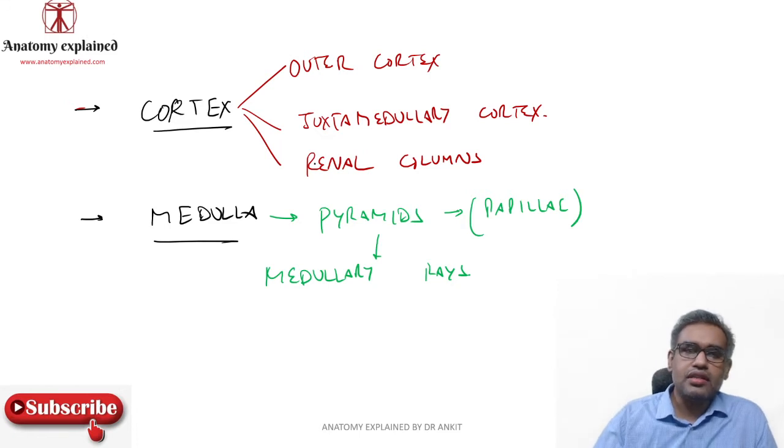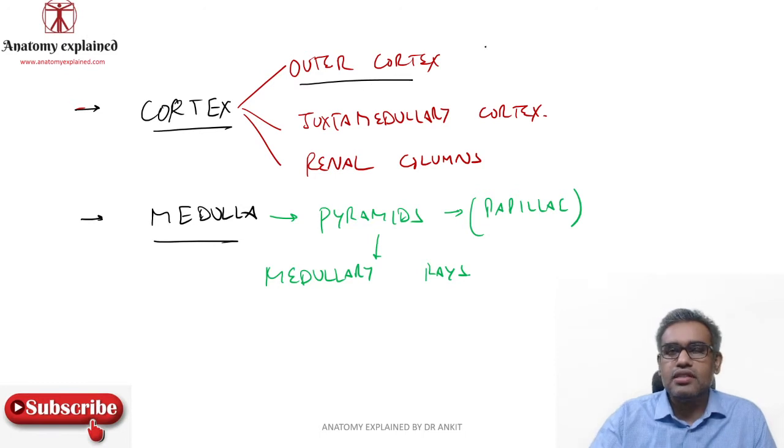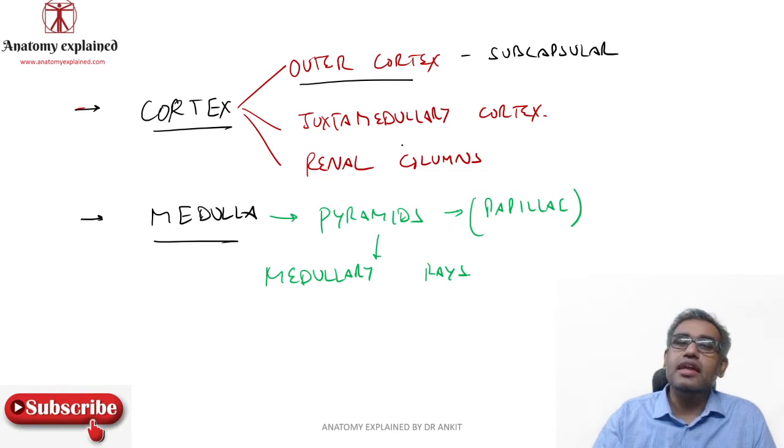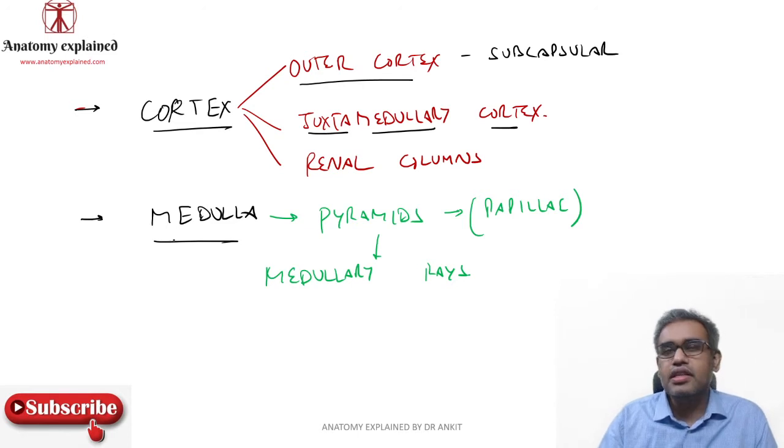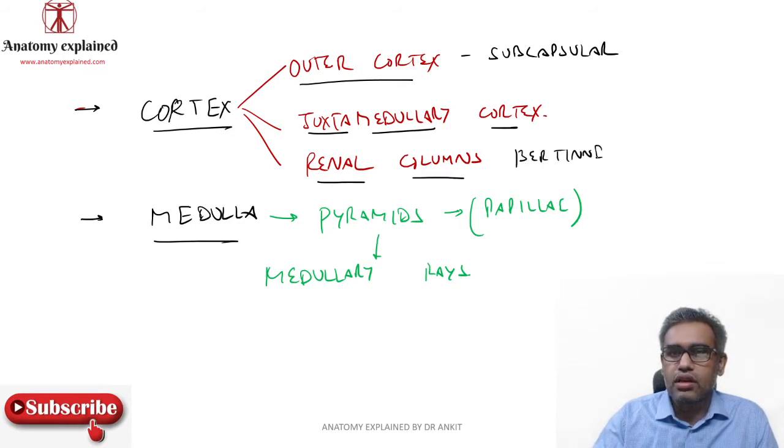The cortex is divided into a part which is the outer part, known as the outer cortex. This is just beneath the capsule, so it is subcapsular. Then there is a part of the cortex which is lining the medulla, known as the juxtamedullary cortex. The medulla is the region of the kidney beneath the cortex. Then there is part of the cortex which runs inside the medulla, between the medulla, known as the renal columns of Bertini.